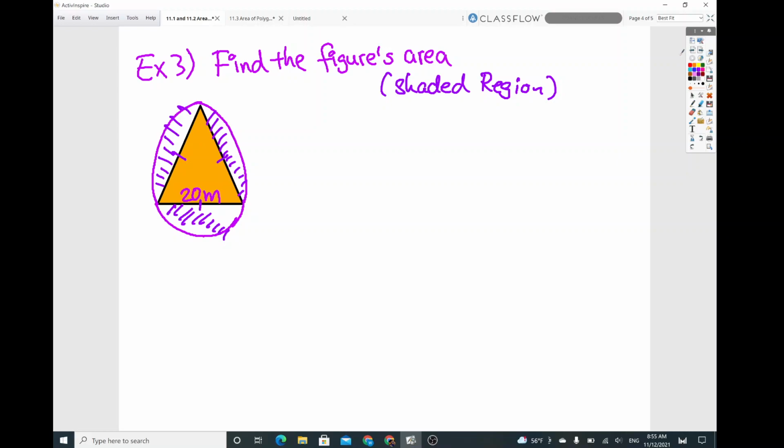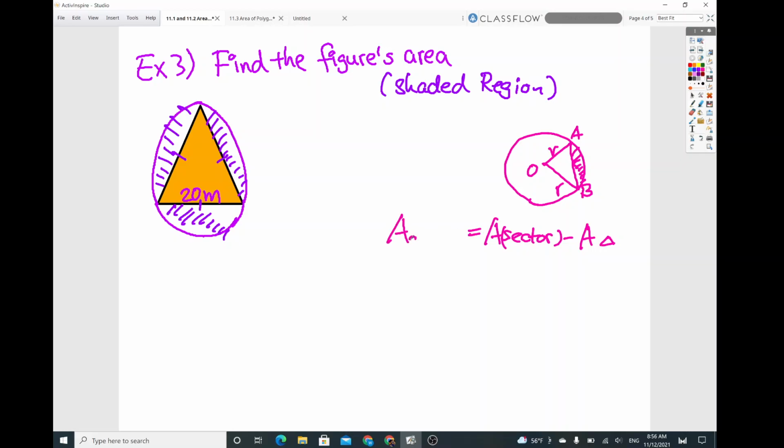So find the figure's area. Now the next one we want to talk about is the area of the segment. Let's say that we do have a circle, and this one is bounded by the area of a sector and the triangle here. The segment would be from point A to point B, and you want to find this shaded region. So usually the formula is the area of a sector minus the area of the triangle, so we can get the area of the segment.